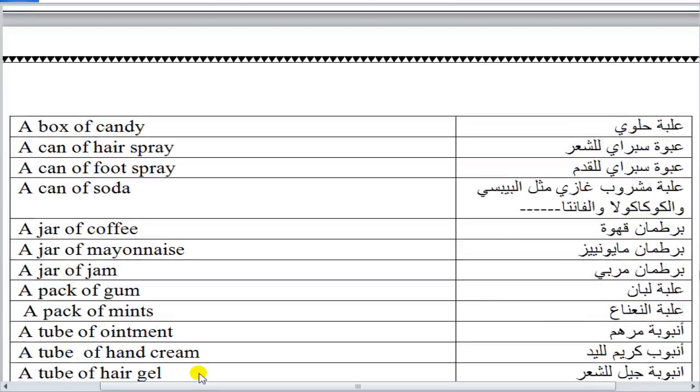That's the end of Unit 12, Part Number 1.